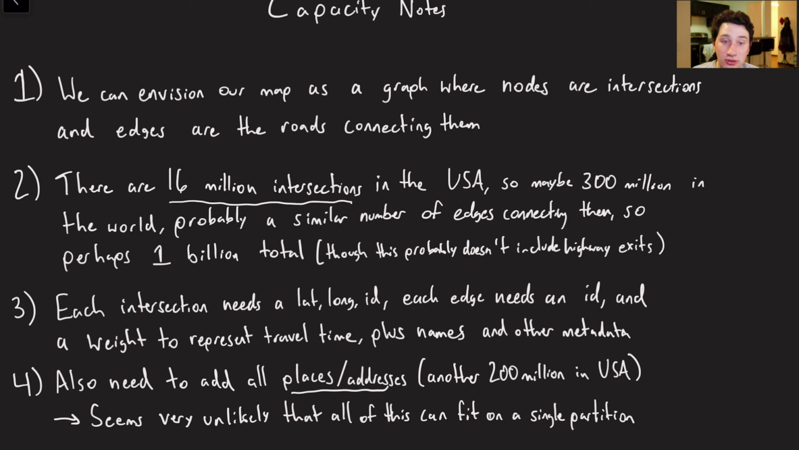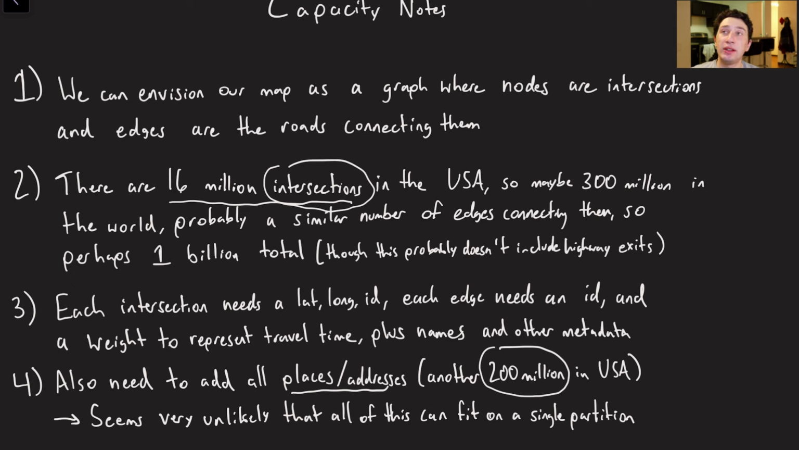And so for what it's worth, just doing some quick Googling, there are about 16 million intersections in the USA alone. There's about 200 million places in the USA alone. If we wanted to scale that up, that would probably mean that we are looking at like 50 billion different nodes on our map, and then you've got tons of roads connecting them as well.